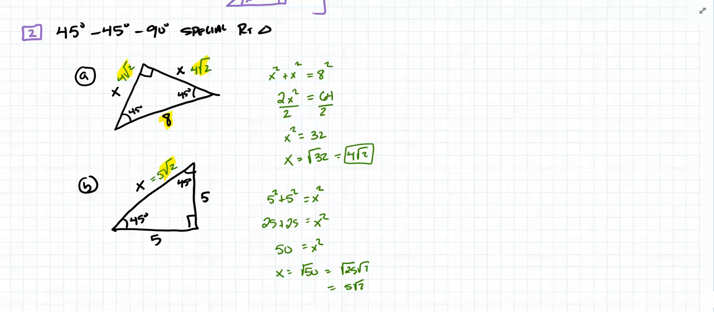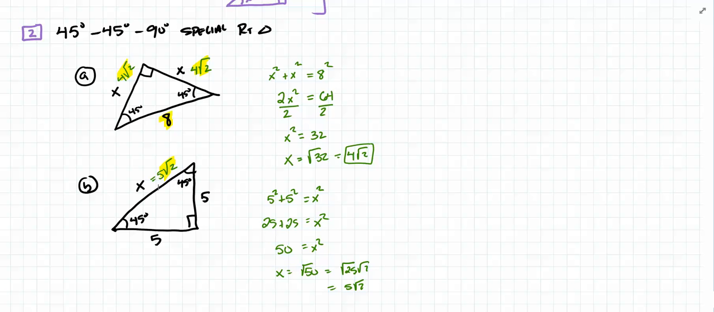Yeah, the legs are the same. Yep, what else do you notice? The angles are the same, yep. What else do you notice? Same shape, yep. Those are rad 2 in both of them, right? Okay, let's get to the theorem.